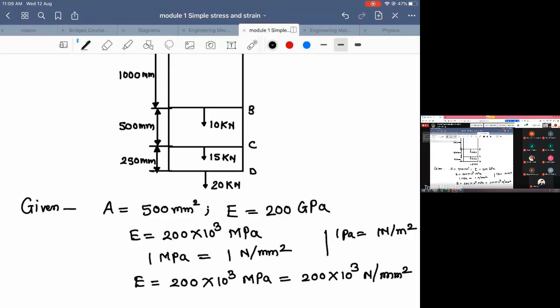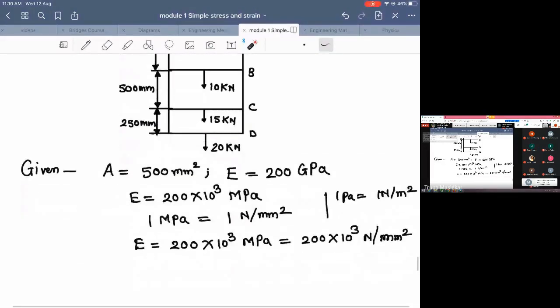Why did I convert GPa into MPa? Because the area is given in millimeter square, and now my E, Young's modulus, is also in Newton per millimeter square. Then I can directly put the values of A as well as E in the formula. It is correct because the unit is the same, millimeter and millimeter. Therefore, I converted into MPa.